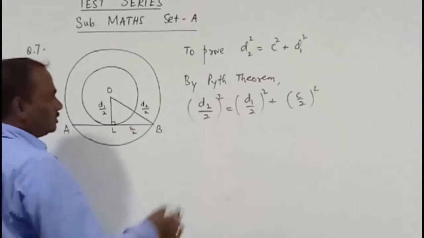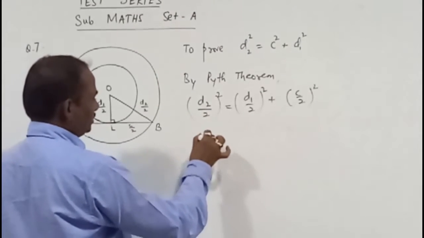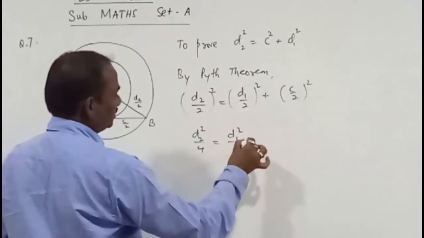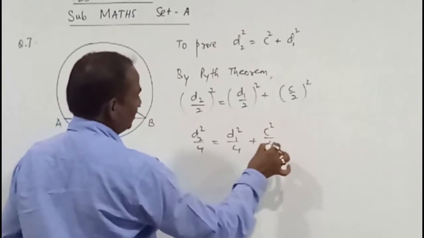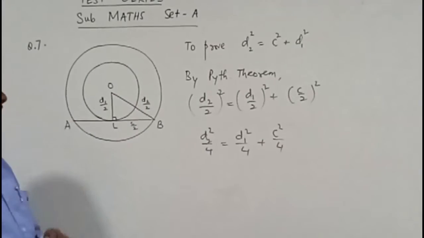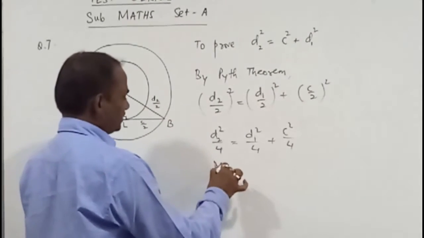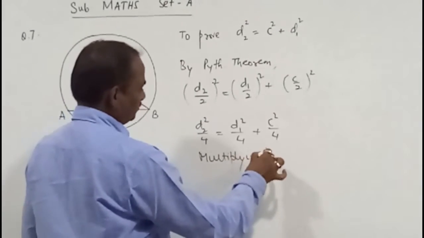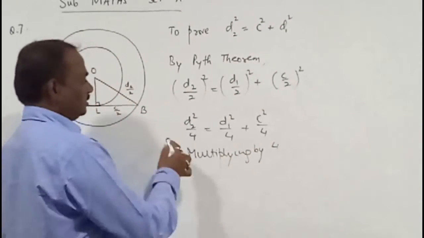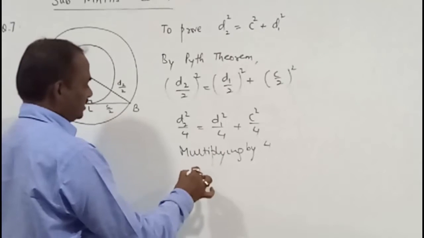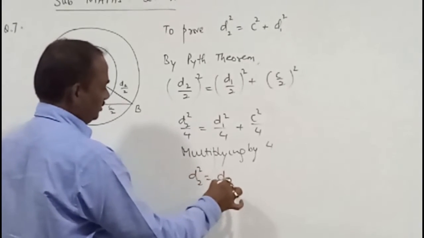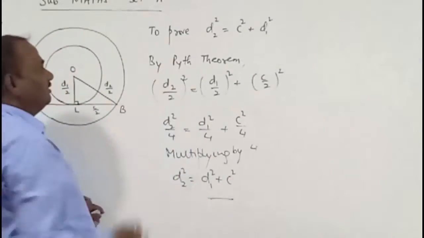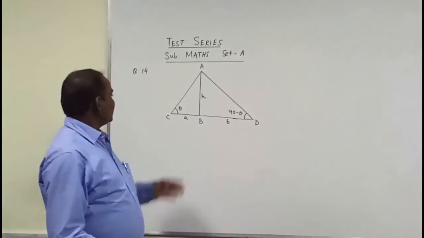Now if you go for the whole square, here I get d2 square by 4 equal to d1 square by 4 plus c square by 4, and if we multiply by 4, all the 4 get cancelled, we get d2 square equal to d1 square plus c square. This is the proof that we were looking for. Let's take question number 14.